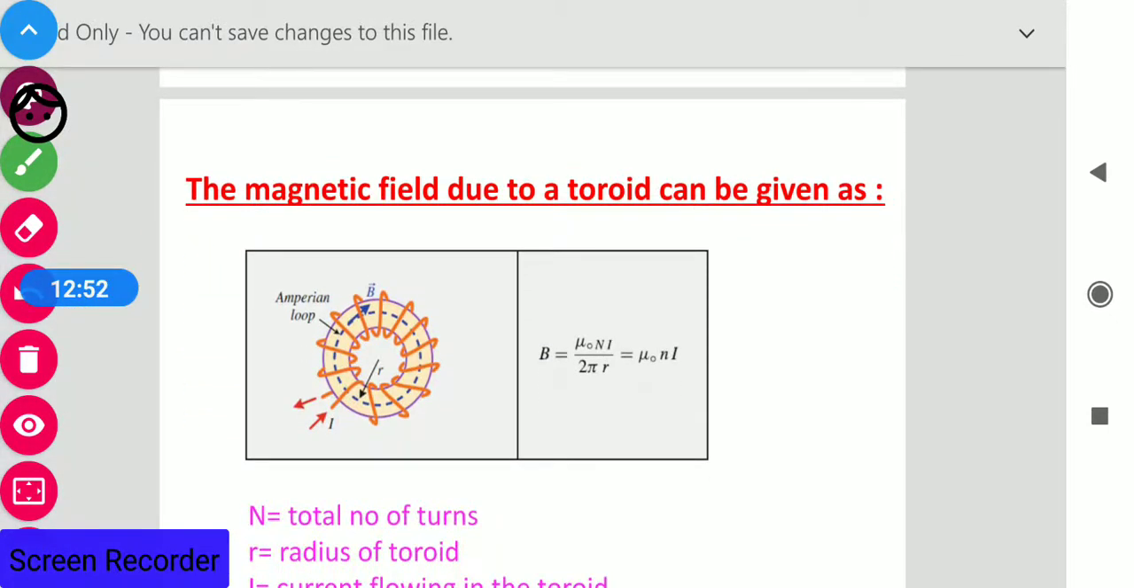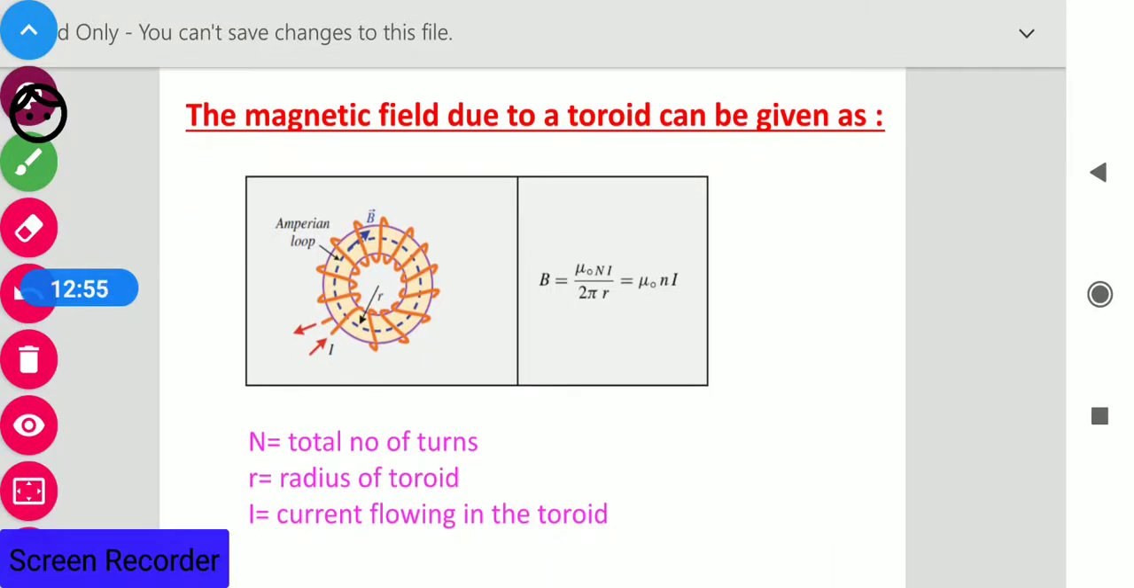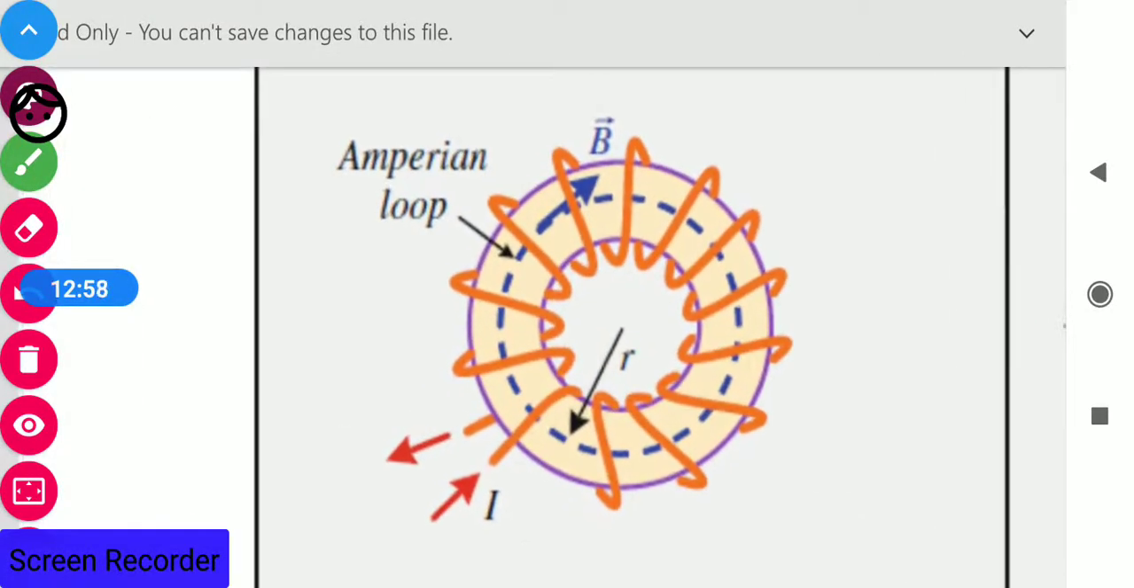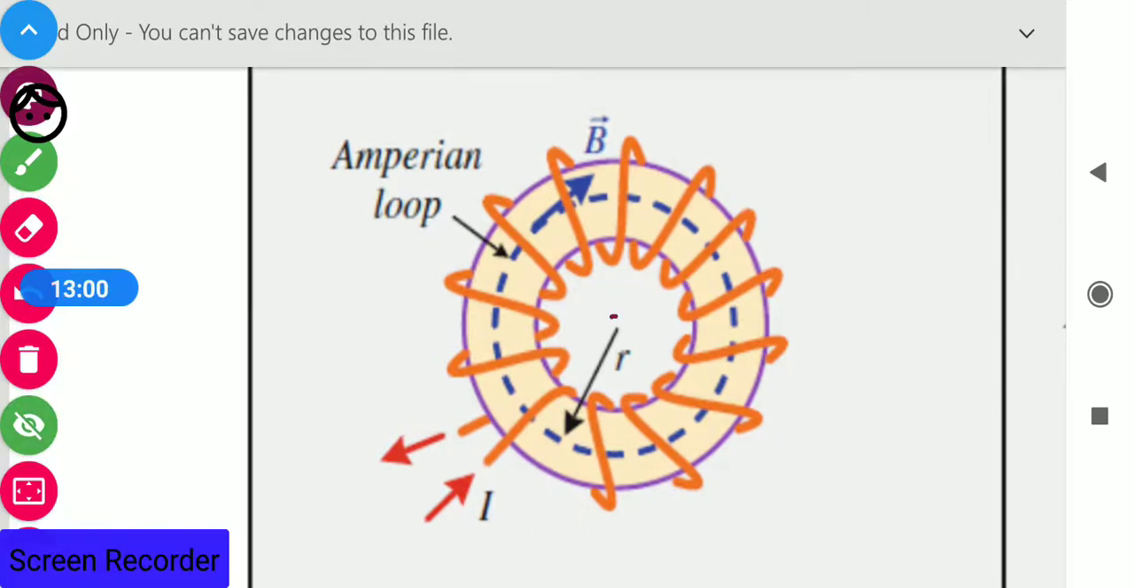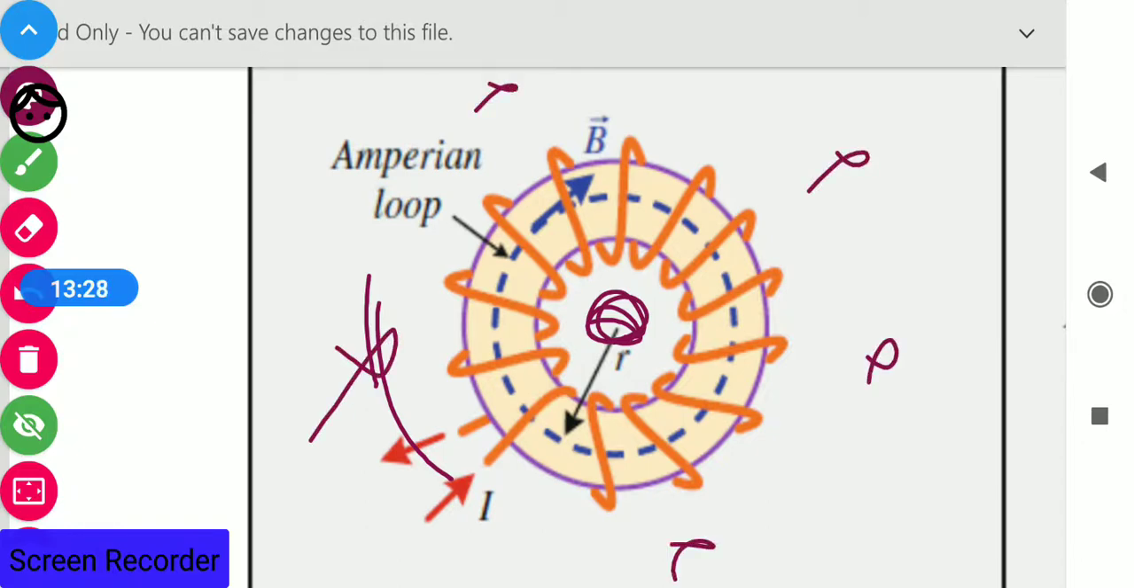Now the magnetic field due to a toroid can be given in this form. If we say at this point, then the magnetic field will be 0 at any point in the interior of the toroid, because if we consider any Amperian loop, then no current will pass through it. So at all the points in the interior of the toroid, the magnetic field will be 0. Similarly, at all the points in the exterior region of the toroid, the magnetic field will be 0.